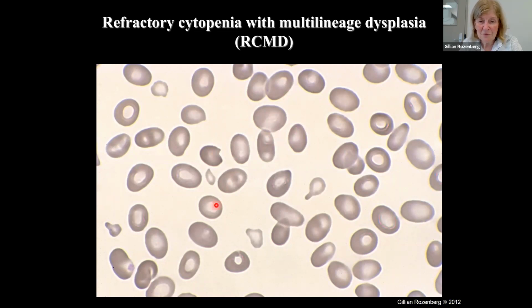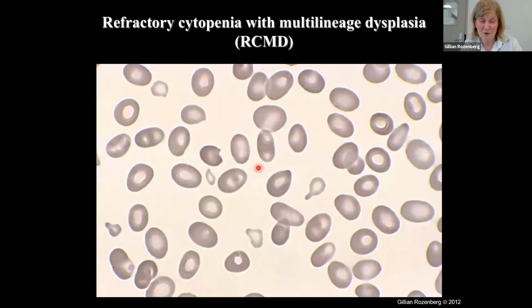Here's another blood film from another patient. Look at that macrocyte there. Look at that microcyte there. I'm going to look at the age of this patient, and I'm going to scan the film to see what the monocyte count is. It's going to give me a big hint that this patient has got a myelodysplastic syndrome.